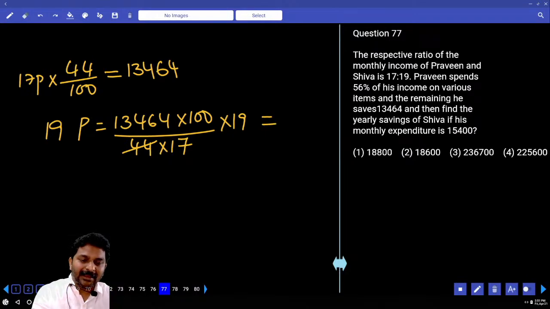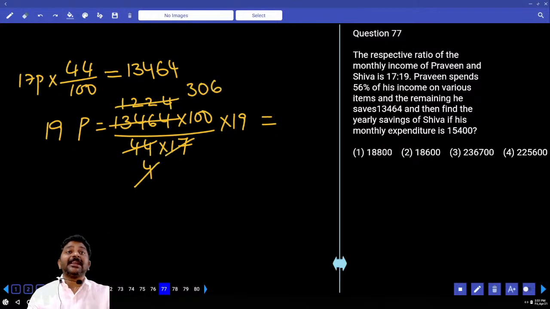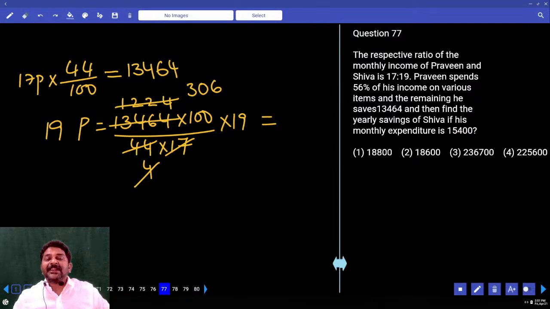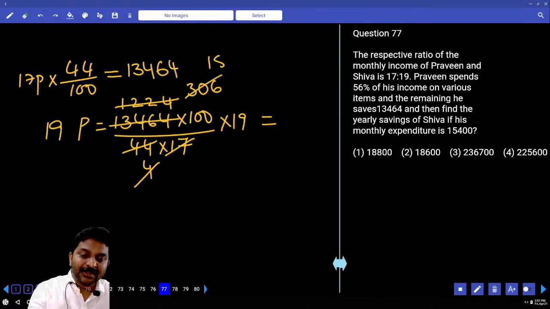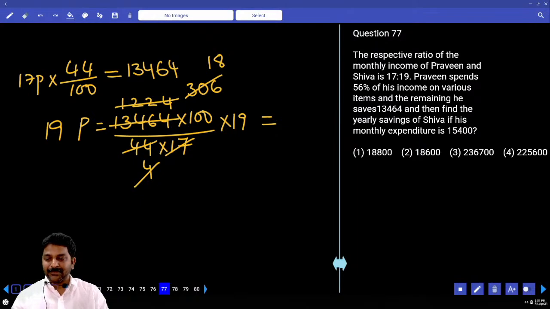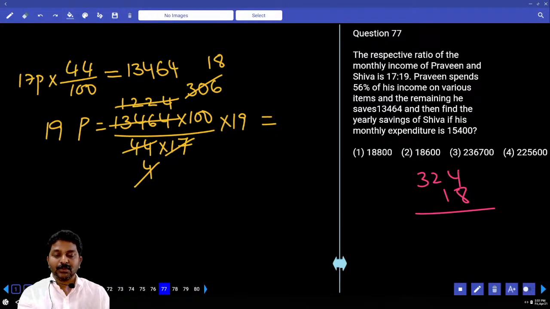Is that okay? 11 4 times, 11 ones, 2 times, 2 times, 4 times, 4 3 0 6, 17 10 times 170, 20 times 340. Our numerator is 34 less than 340. That means 2 times less than 20 times. How much is that? 18 into 19. Product of consecutive numbers: small number square plus small number. 18 square plus 18, 342. And then 00. Yes. Which is monthly income of Shiva.